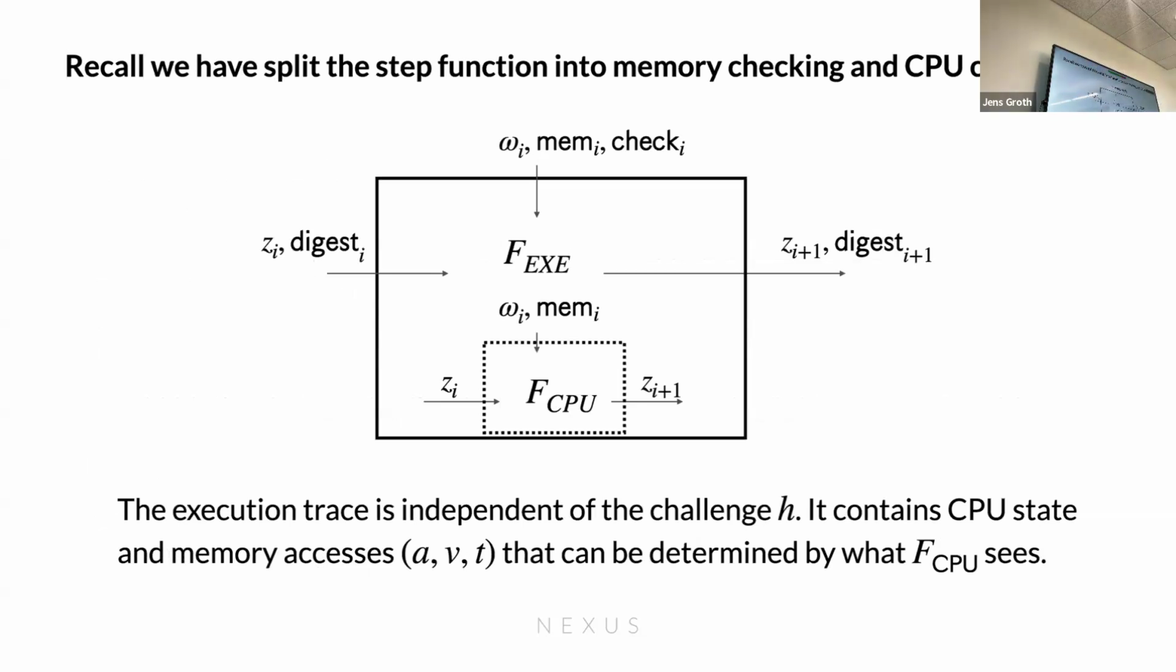Okay, so let's try to solve that problem. We've split up the step function, so the question is, how can we do this memory checking so we know that it's consistent throughout? The important observation here is that the execution trace is actually independent of the challenge. Regardless of whether we're trying to prove things or not, we have specified the VM, it can just run the execution throughout, and we know what is going to happen. We know what all the memory accesses are.